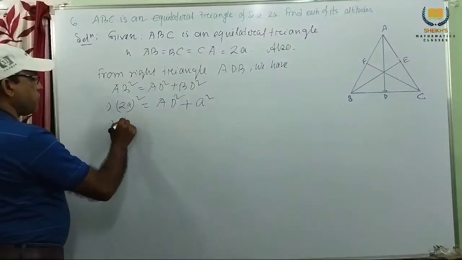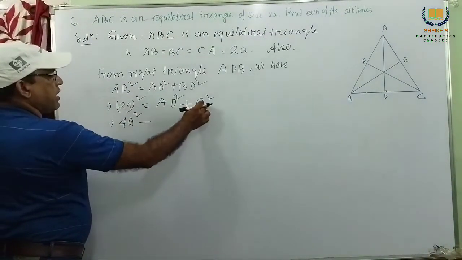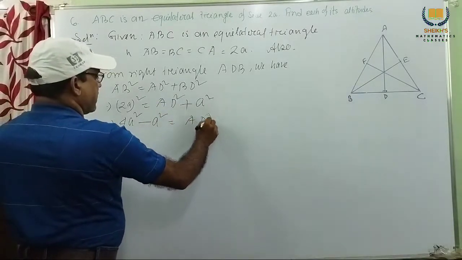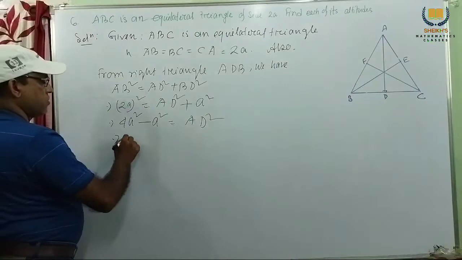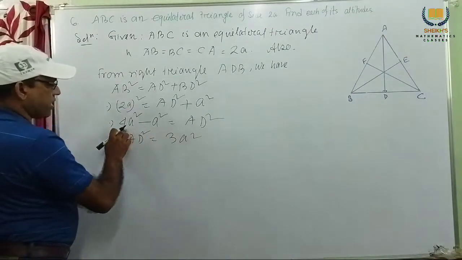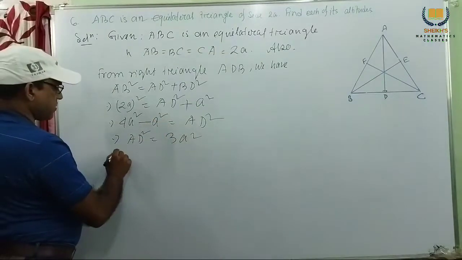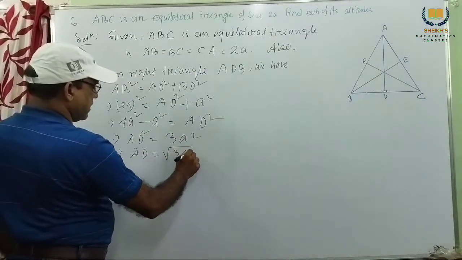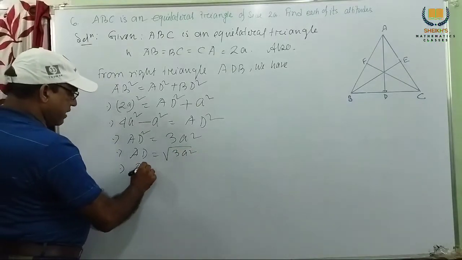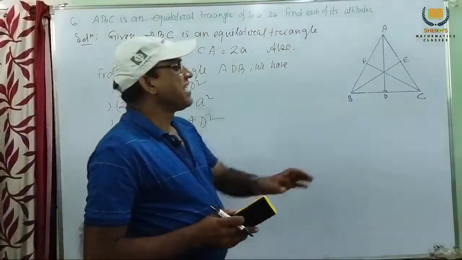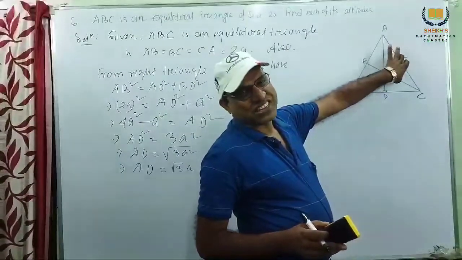So putting a here, this is 4a square. Taking a square to the left hand side, 4a square minus a square equals AD square. So AD square equal to 3a square, and AD equal to root 3a. So we get the length of AD is root 3a.